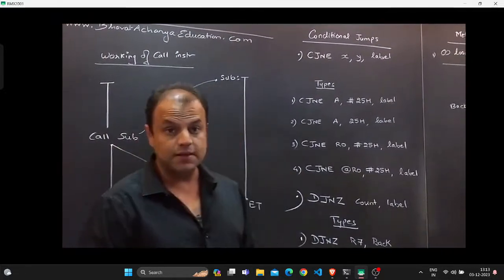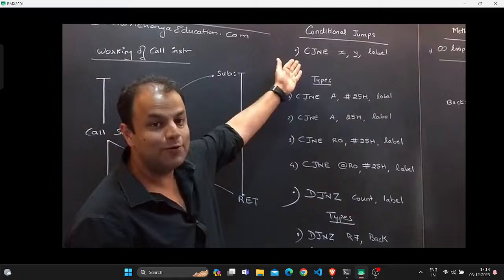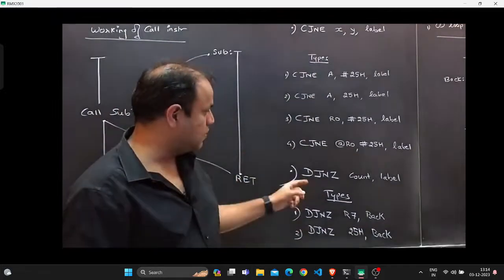Then we'll come to the conditional jumps, the ones that I use much more often in programs. So there's something called CJNE. It has various types. There's something called DJNZ.